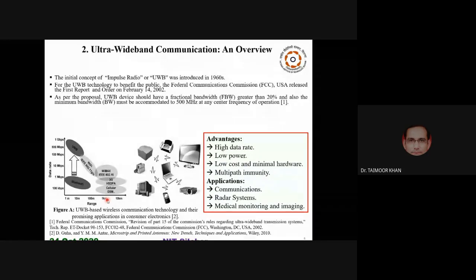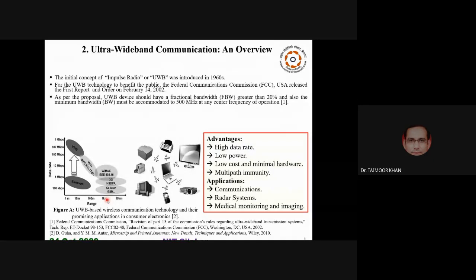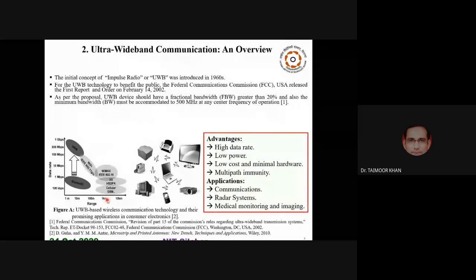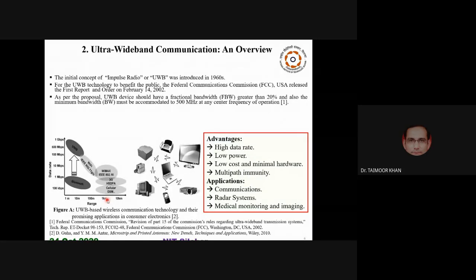If you see the left hand side figure, it represents the data rates versus range in meters. For short range, the best possible solution is Bluetooth, but if we see the data rates, we can achieve only 1 Mbps. But in short range communication, up to 1 Gbps data rates we can achieve easily by using ultra wideband technologies.